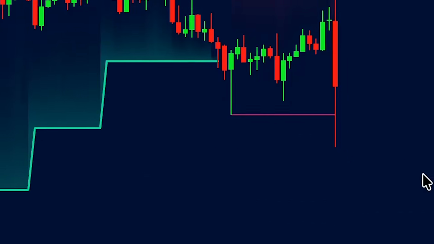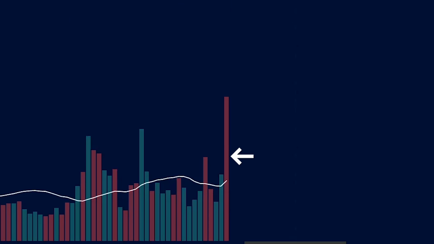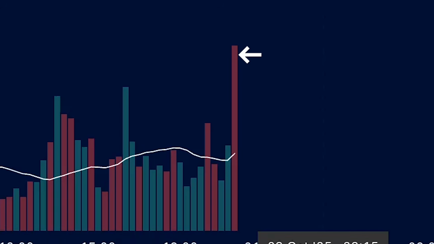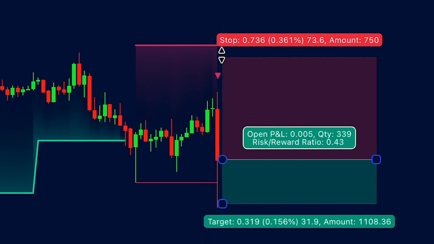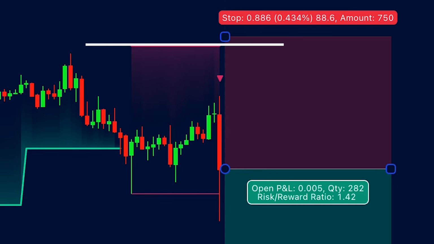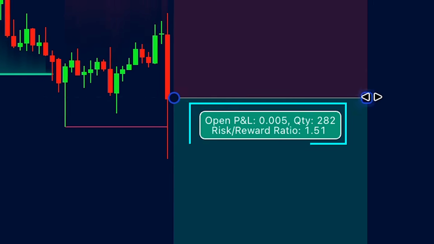this red regime. Now before we enter, we want to check the volume for confirmation. The volume bar for that triangle candle is red and it closed above the white moving average. Once we confirm strong selling pressure with institutional participation, enter your short position. Place your stop loss above the most recent swing high and target 1.5x your risk.